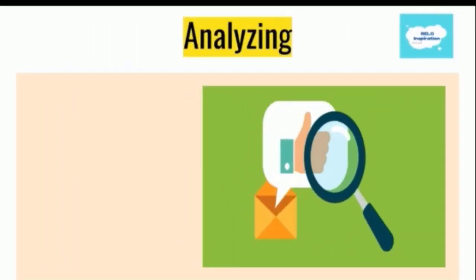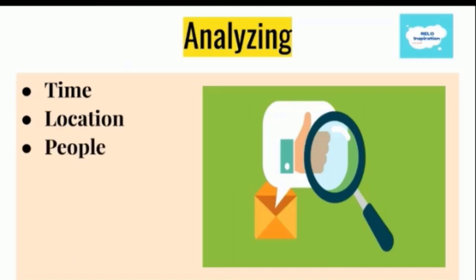Then we move to analyzing. And when it comes to analyzing, we have to break the photo for vocab or grammar practice into the following areas. Number 1, time. When is this happening? Number 2, location. Where does it take place? Number 3, people. Who are these people? What do you think they are doing? And number 4, objects. What are the objects that you can see in the picture? Number 5, activities. What's going on?